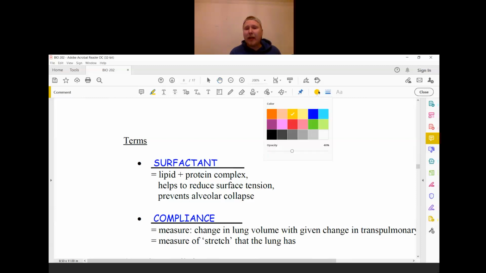A couple of terms that I want to introduce to you. Surfactant is a lipid-protein complex that reduces the surface tension but also prevents the alveoli from collapsing, whereas I think of the term compliance as a measure of the stretch that the lung has.